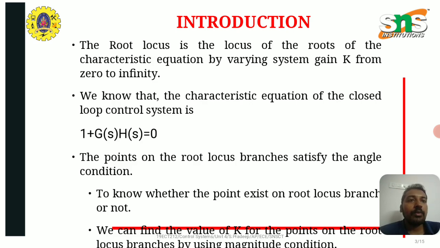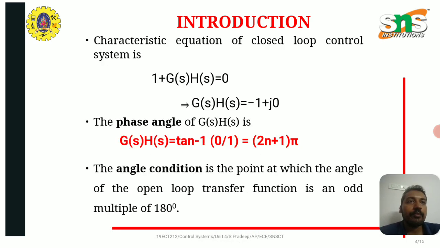The points on the root locus branches satisfy the angle condition. To know whether a point exists on a root locus branch or not, we can find the value of k for the points on the root locus branches by using the magnitude condition.